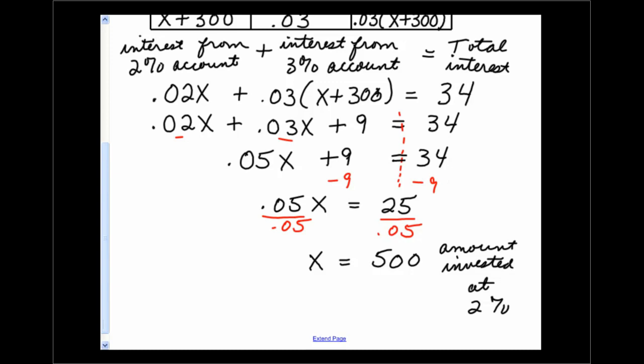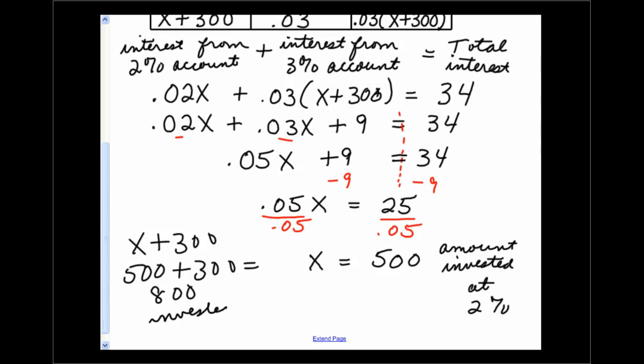What is the amount invested at 3%? That will be our x plus 300, or 500 plus 300, which equals $800. This is invested at 3%.